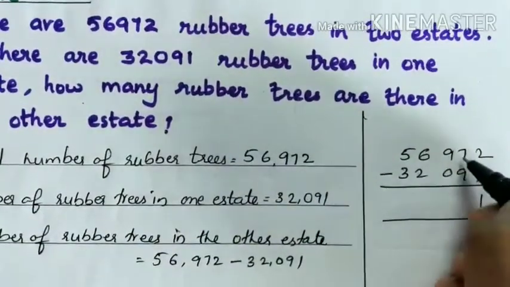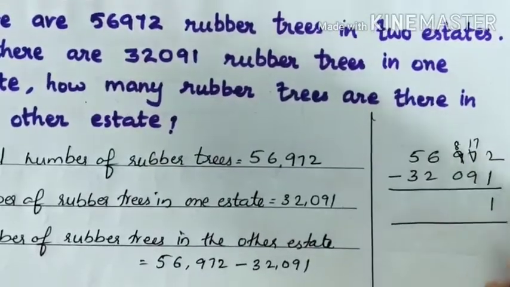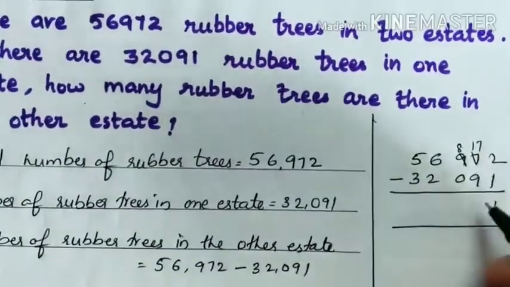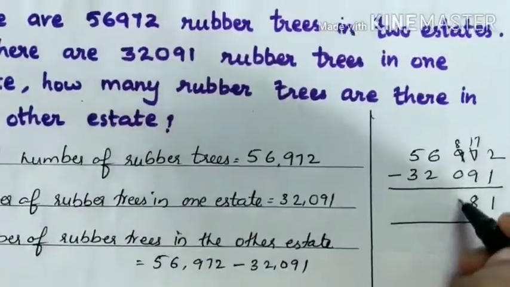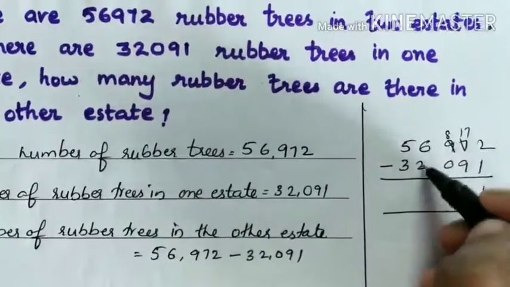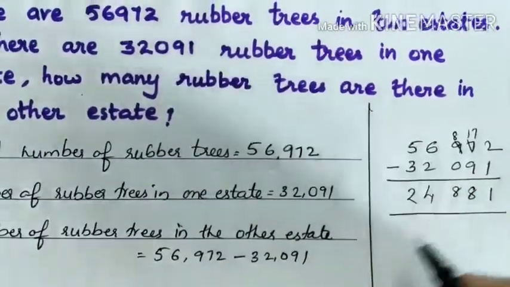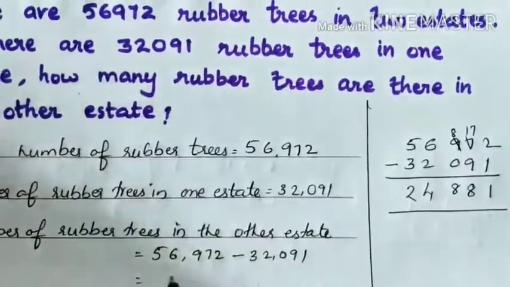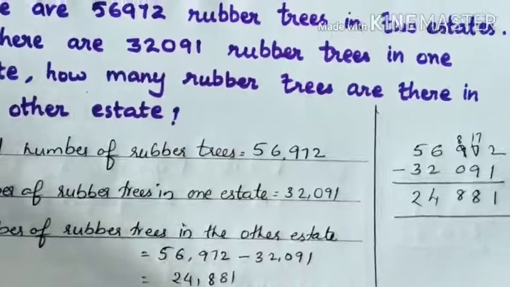2 minus 1, 1. 7 minus 9, we cannot do, we have to borrow. 17 minus 9, 8. 8 minus 0, 8. 6 minus 2, 4. 5 minus 3, 2. 24,881.